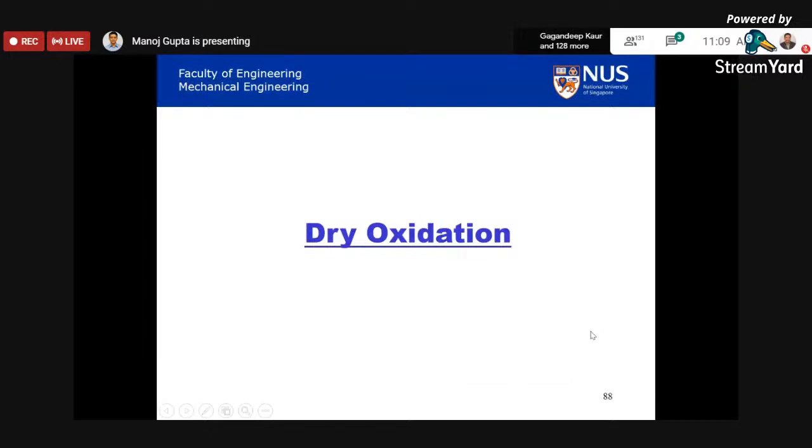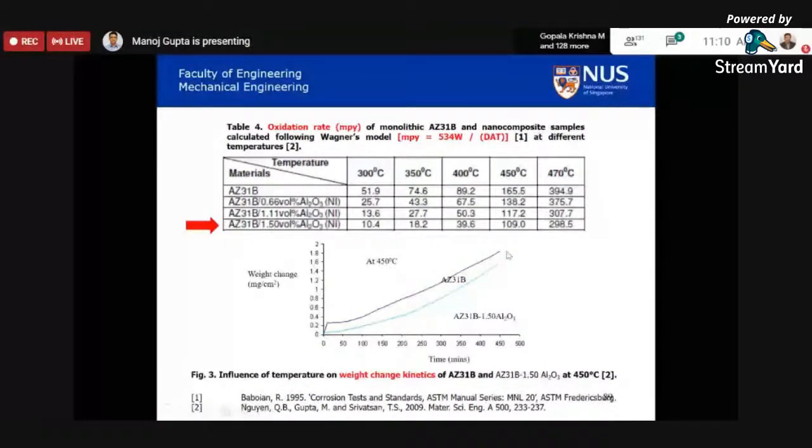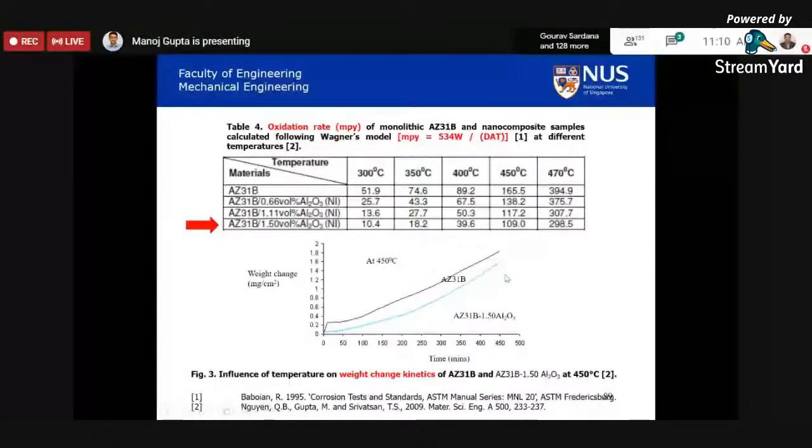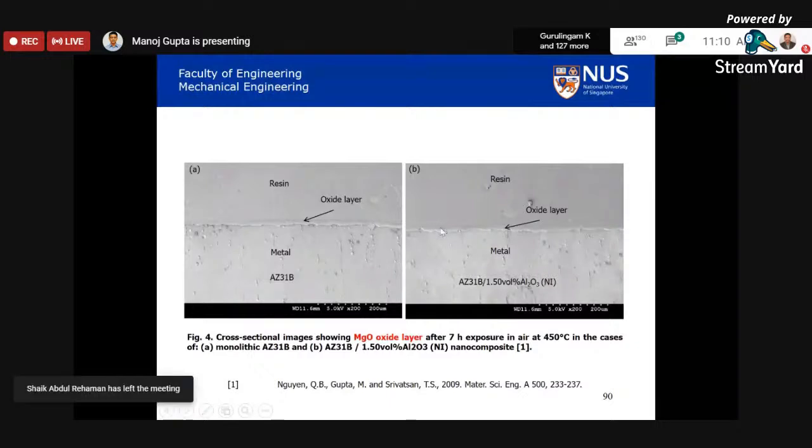Then, how is this material going to behave in the dry condition? So we did some oxidation studies. If you see this magenta curve here, the weight change up to 470 degrees centigrade for the nanocomposite remained lower than the monolithic material. That was attributed to the finer microstructure of the material, which led to the formation of a thin and compact oxide rather than a thick and hollow oxide layer.